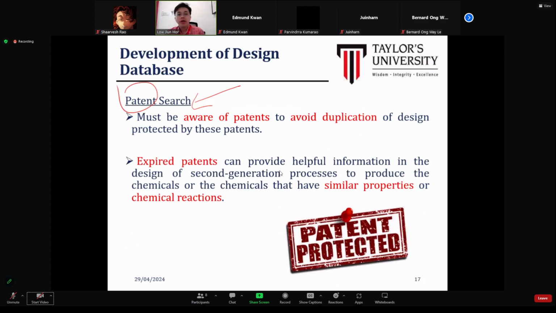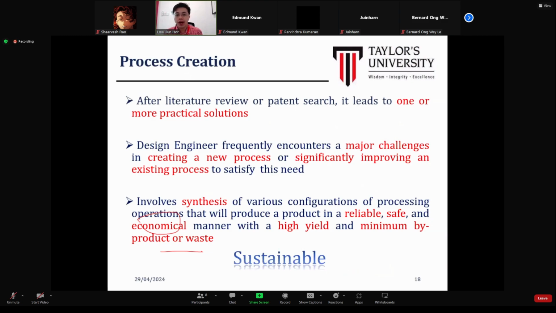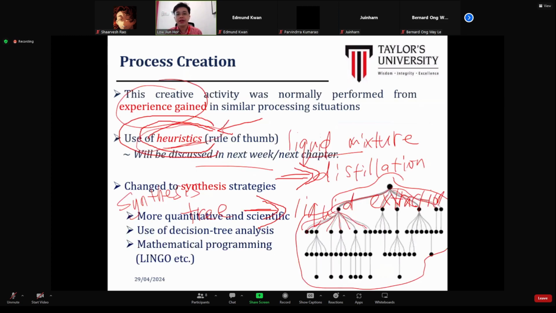Okay, so you see, just now we already collected all the relevant data and formed a database. Once we have all these important data, we can proceed to create a process. We call this process creation. Under the process creation, we make use of all the collected data and information to initiate or create a process. Normally, we will start to identify all the possible combinations, similar to what I explained to you just now.